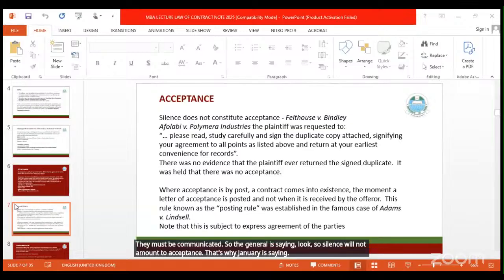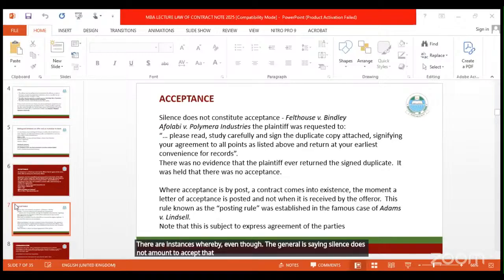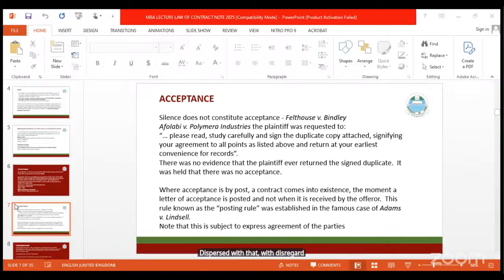But then there are exceptions, because a contract is voluntary, and of course the actions of a person can be construed in many ways. So there are instances whereby even though the general rule says silence does not amount to acceptance, the parties will disregard that general rule and conclude, based on surrounding circumstances, that in this particular scenario silence amounts to acceptance.